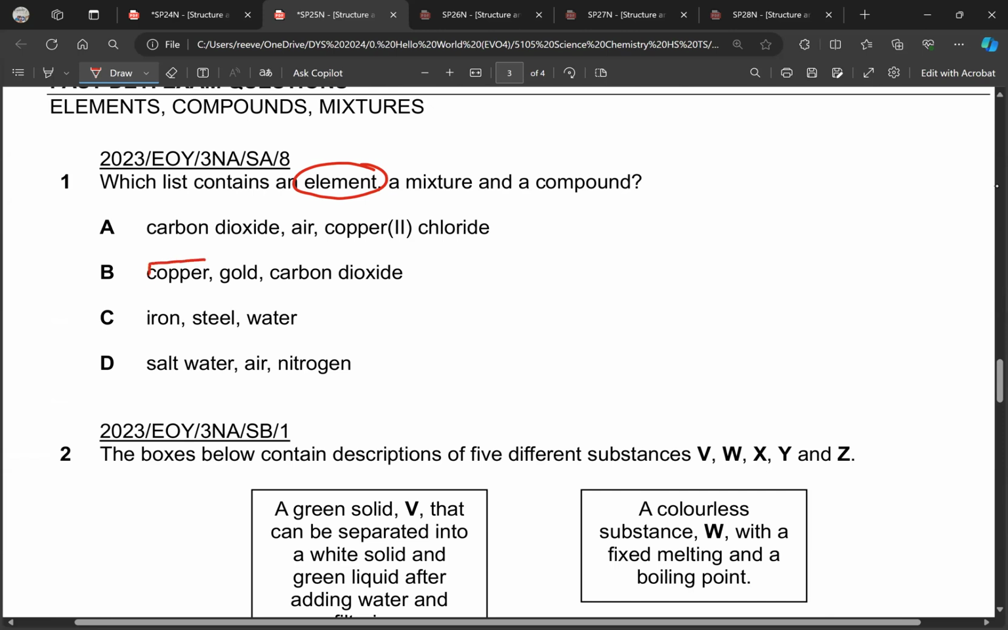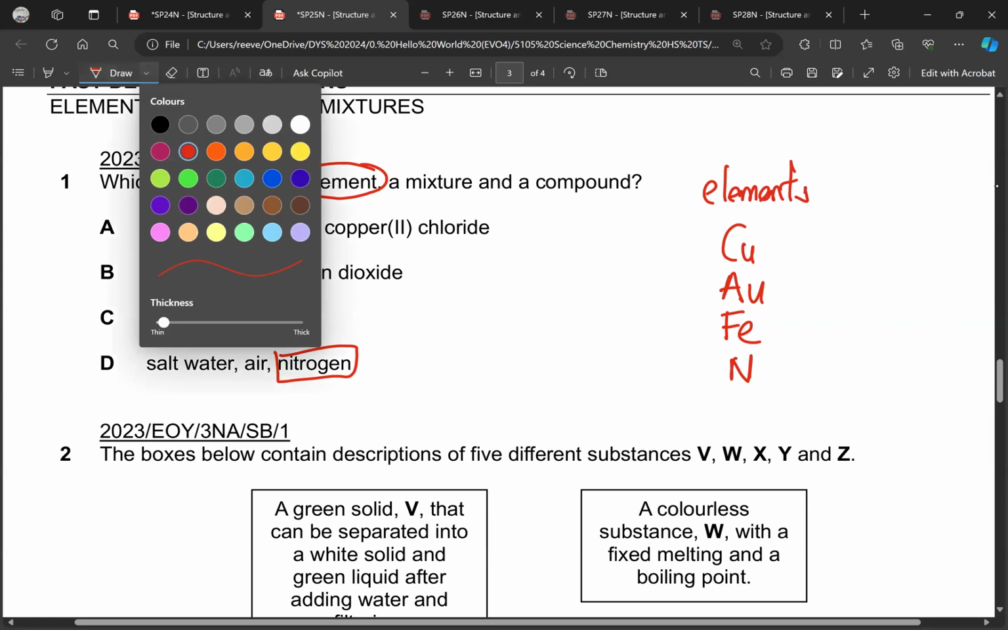For example, this is an element, copper. Copper is Cu. Go and check. You can find Cu in the periodic table. Gold is an element. Gold is Au. You can find it also in the periodic table. Iron, just now I said it. Iron, Fe. You can find that also in the periodic table. Nitrogen is N, of course. You can find that in the periodic table. So it's an element. You cannot find air in the periodic table, definitely. So these 4 things are elements. Okay, let's move on.